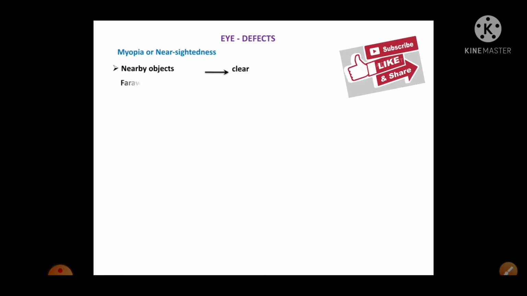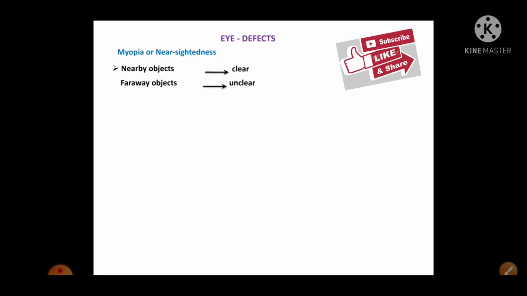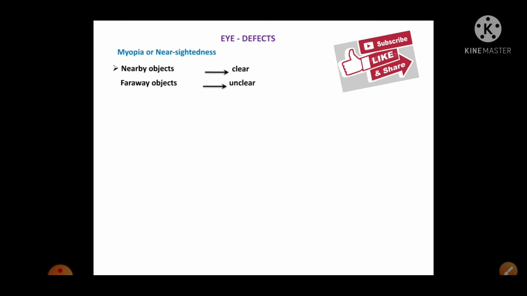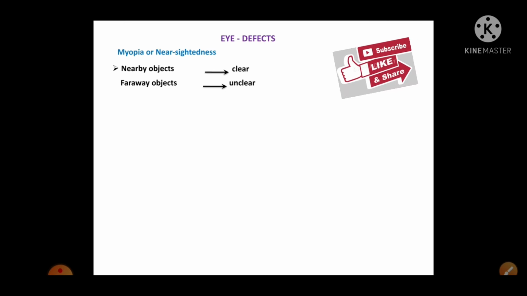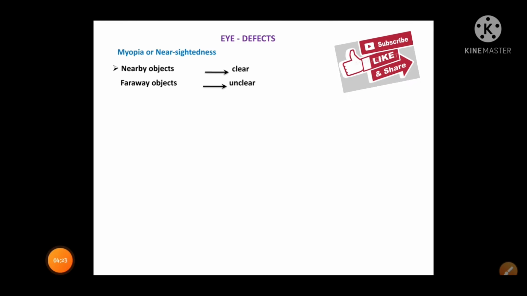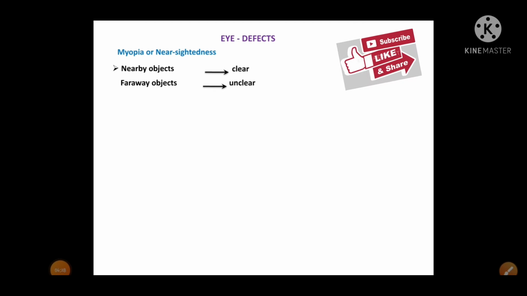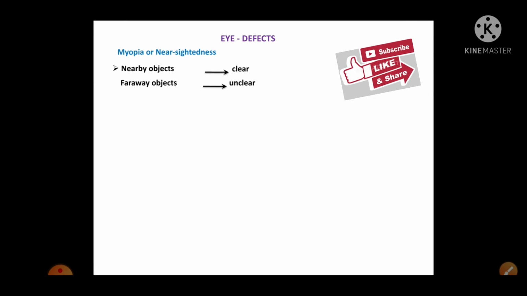So the far object is not clear, it is unclear. So what is the defect you can see in this eye? In myopia or nearsightedness, you have to remember two things. First, the near object is clear and the faraway object is not clear. This you have to remember. Myopia or nearsightedness is one and the same thing. You have to remember both these words, myopia or nearsightedness.